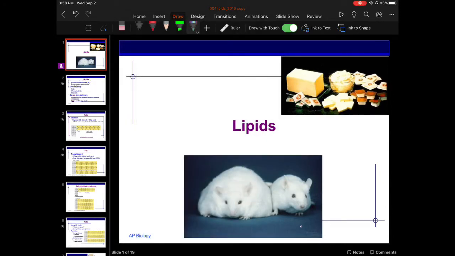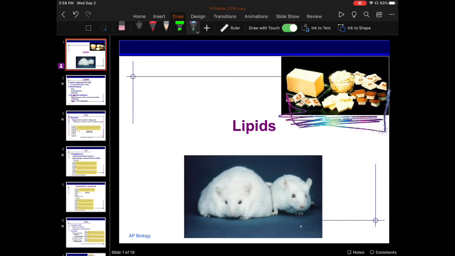Hi guys, we're going to talk today about our fourth and final macromolecule. Today's macromolecule is lipids. You may not be familiar with that word, but I promise you're very familiar with some other categories of lipids, and that is the fats.